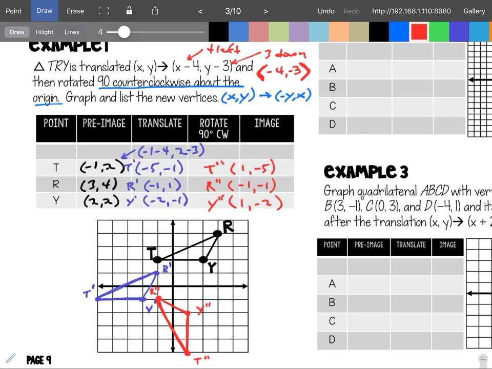So that's a composition of two transformations. That one is a translation with a rotation, but you could have a dilation with a reflection, or you could have a rotation with a reflection. You just do them in whatever order they give them to you. So I think that'll wrap that up.